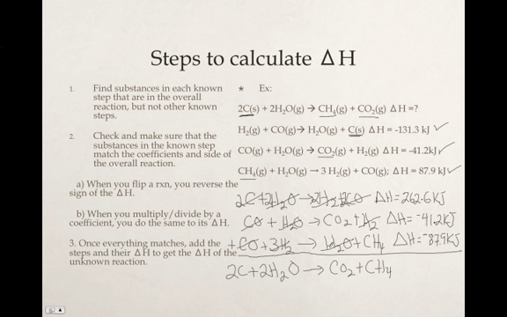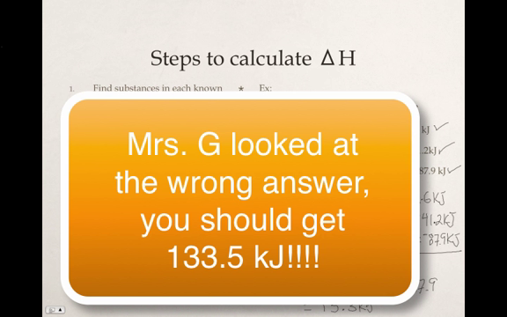And this does match our overall reaction, which means that to find the delta H of this, all we have to do is add the delta H's of our steps. So we have 262.6 plus negative 41.2 plus negative 87.9. And when we add all those up, we should get 15.3 kilojoules.